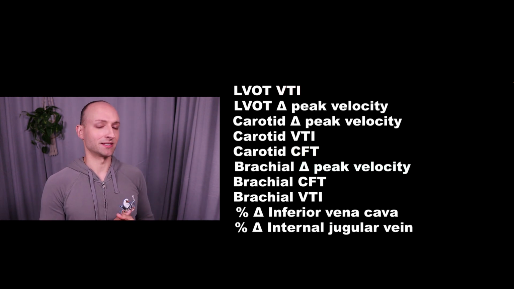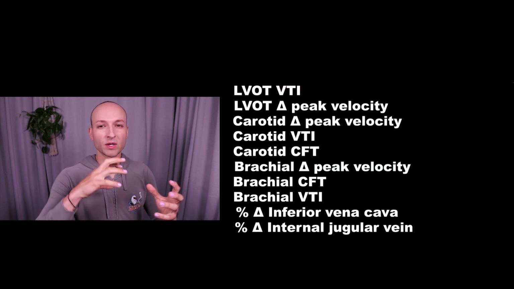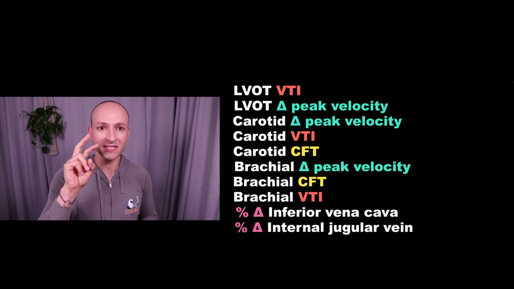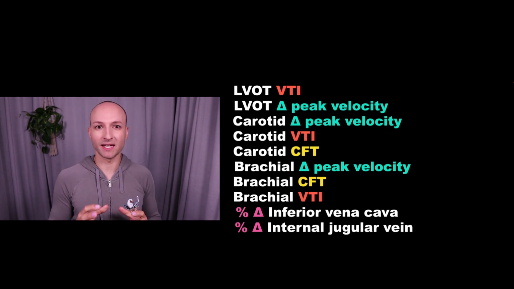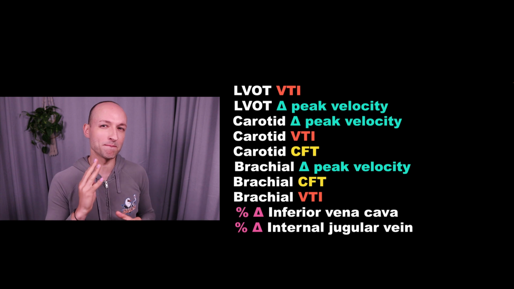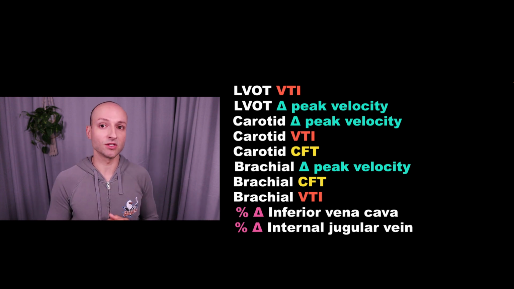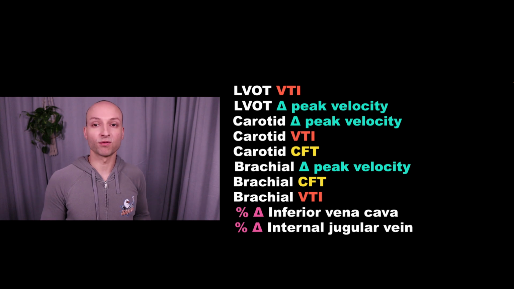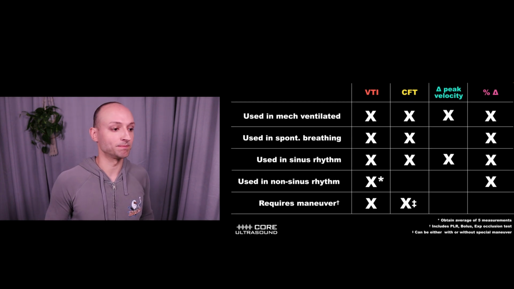Whenever I see a list like this that's a little bit on the intimidating side, what I do is I try to break it down and see what some common themes are. So there are basically two different ways that you can look at it. The first one is this way. If you look at it, there are really 4 different methods. Even though you're looking at different organs, there are 4 different methods you can use, and that's the VTI, the change or the delta in peak velocity. You can look at the carotid flow time, or the corrected flow time, and then you can also look at the percent change of a chamber.